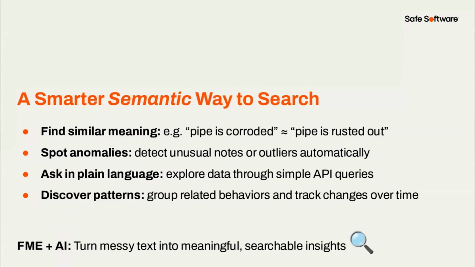So what we're asking for is semantic search. And semantic search doesn't just match words and keywords, it understands meaning. It enables us to spot unusual entries, group related issues together, and lets you ask questions in plain language. So FME can bring semantic search into the same toolbox that we're already using for filtering, transforming, and connecting data, and turn messy text into something searchable and useful.